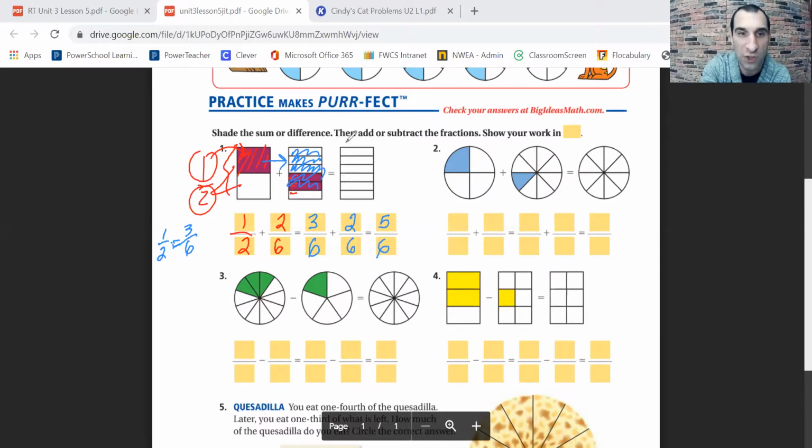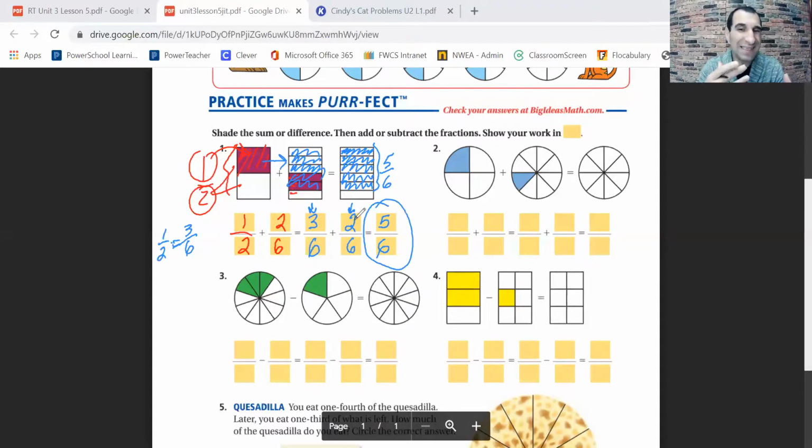So if you shade all these in, this is going to be 1, 2, 3, there's my 3/6 here. Plus 1, 2, there's my 2/6 here. You can see now that I have 5/6 shaded in. So 1/2 plus 2/6 equals 5/6. That's how you can visually look at these fractions using fraction bars.